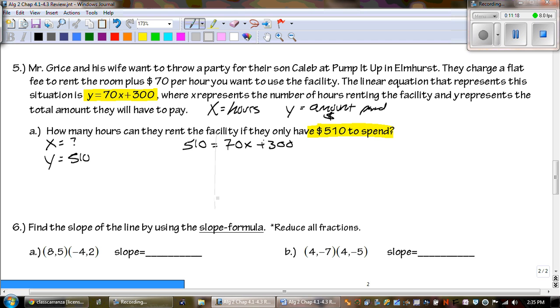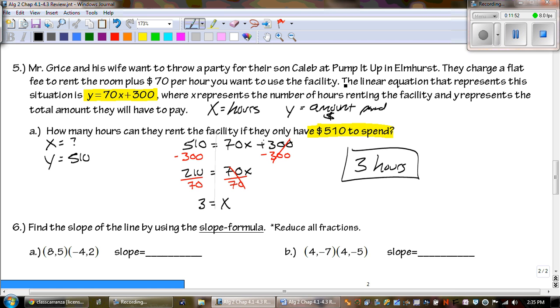And now we have to solve. So when we're solving this, the first thing we do is we're going to subtract 300 from both sides. We get 210 equals 70x. And then I need to solve for x, which means I need to divide both sides by 70. And 210 divided by 70 gives us 3. So 3 isn't our final answer. We have to make sure that we attach our label. So 3 hours.